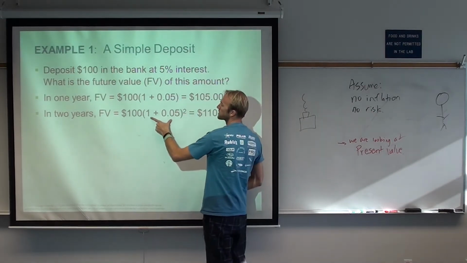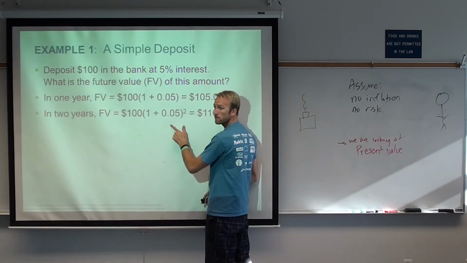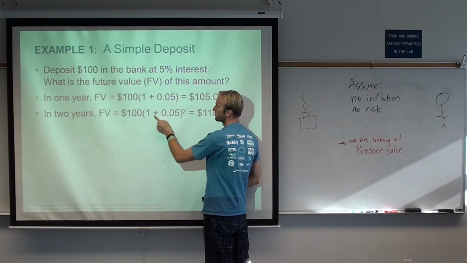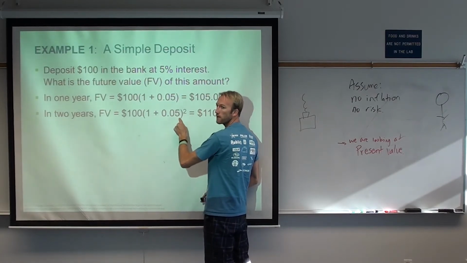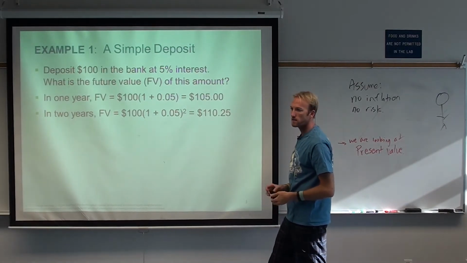Now in 2 years, you just take 105 and multiply it by 1 plus 0.05. Another way to look at it is just (1 plus 0.05) squared, because I'm just going 1 plus 0.05 times 1 plus 0.05, so I just square it. And I get $110.25.